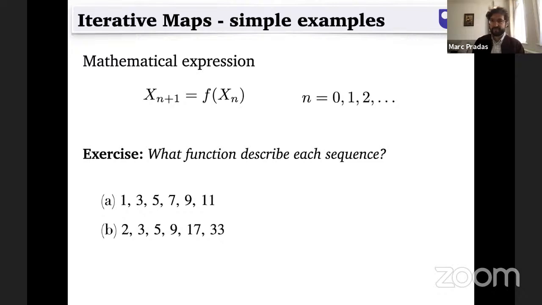This might take some time. So in the first one, what do you need to do to get from 1 to 3? Yes, indeed. You can add 2 to 1 to get 3, and then add 2 to 3 to get 5, and so on. This one is easy to say, but mathematically, how would you express this? The function f could be written as x_n plus 2. So at each point, we're just adding 2 to get the next point.